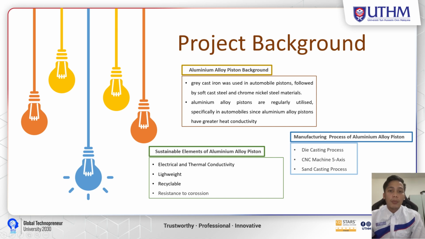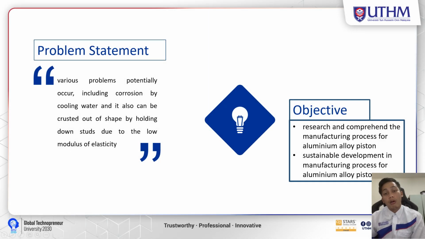Next, the problem statement for this project is that aluminium alloy is often used in the automotive industry. When using this aluminium alloy piston, various problems potentially occur, including corrosion by cooling water, and it can also be crushed out of shape by holding down studs due to the low modulus of elasticity. There are also some issues about the sustainable elements in the process to manufacture aluminium alloy pistons. The objective for the assignment is to research and comprehend the manufacturing process for aluminium alloy pistons and the sustainable development in the manufacturing process for aluminium alloy pistons.